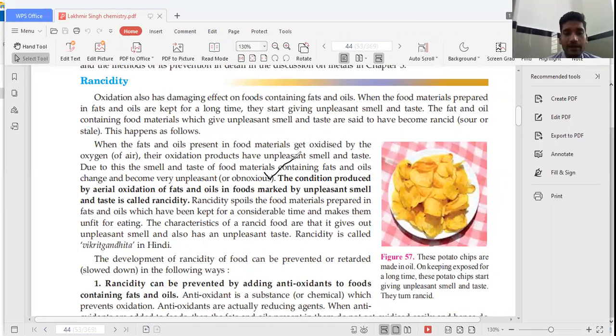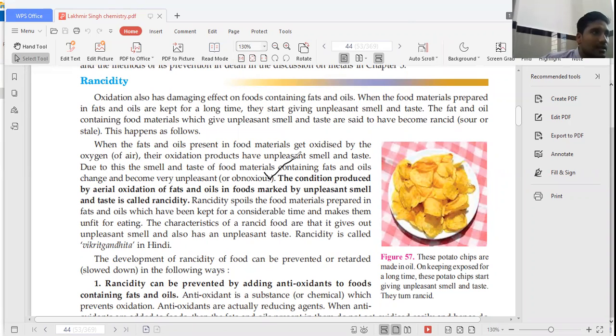Let's see it from the examination point of view. How will you write the answer? So what is rancidity? The condition produced by the aerial oxidation, oxidation by the air of fat and oil in the food, marked by unpleasant smell and taste, is called rancidity. Rancidity can be prevented by adding antioxidants. There are some chemical substances which prevent oxidation, and those are called antioxidants.